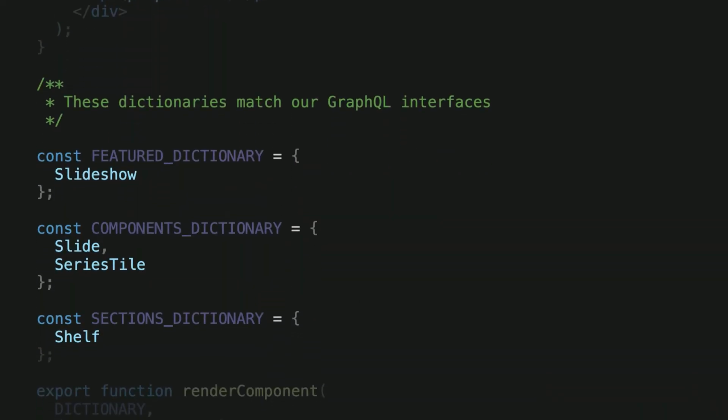So let's skip down to these dictionaries because that's where it's actually interesting. What we've done is basically define these components in our component library: slideshow, slide, series tile, shelf, right? And we've partitioned them out based upon the interface of our GraphQL API. So when you're rendering a component that you know is a section, you know that, okay, I'm going to use the sections dictionary to render the component that I receive. And in that way, you're basically dynamically rendering the application.